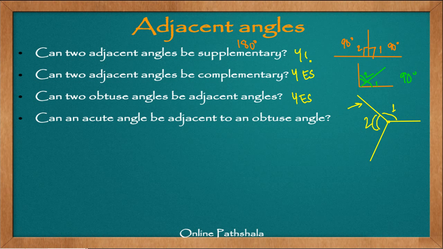Now let us look at the fourth one. Can an acute angle be adjacent to an obtuse angle? It can. In fact, we can just use the method that we tried here to figure out that this holds true. So let us draw a straight line first. This represents 180 degrees, and then I just draw an acute angle from here. So you can straight away see that this angle 1 is less than 90 degrees, and therefore it is an acute angle, and this angle 2 here is greater than 90 degrees, which is an obtuse angle, and they are both adjacent to each other.